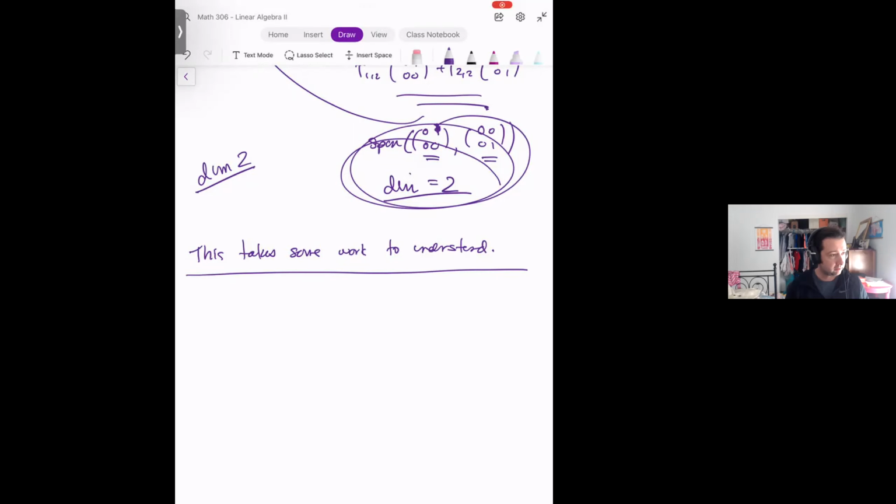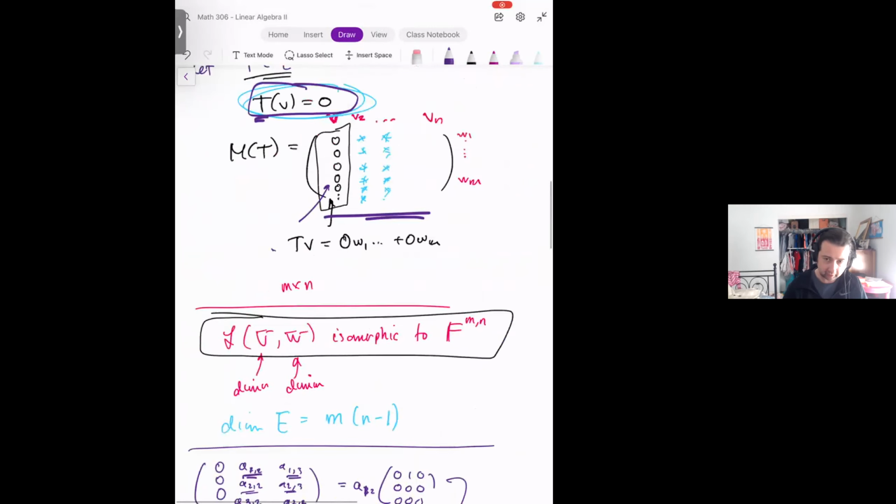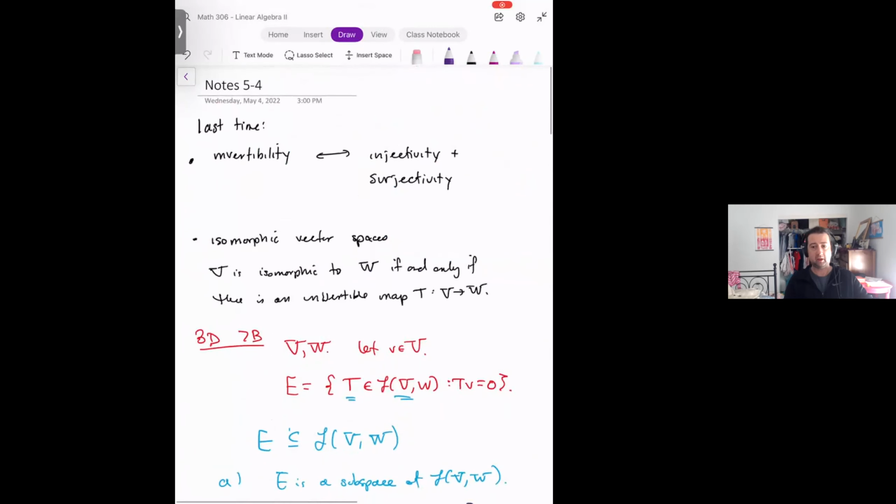All right, if there are no more questions, I am going to move on. Last time, we talked about the idea that a map being invertible is equivalent to that map being injective and surjective. We also laid out the definition that two vector spaces are isomorphic if and only if there's an invertible map between them.